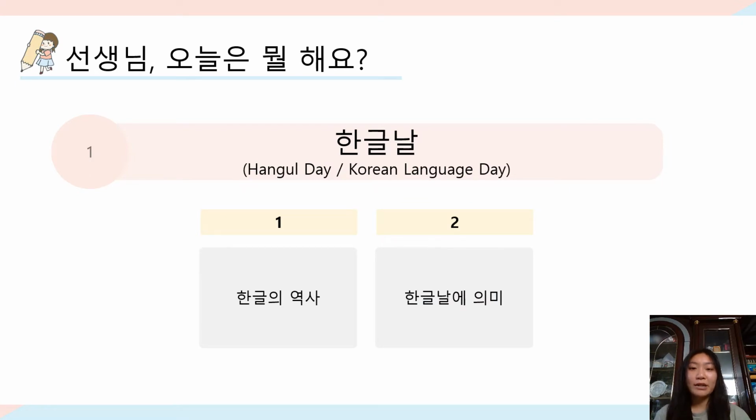We'll be learning about 한글날, its history, and its meaning. We're going to be looking at 한글날 today. We'll learn about its history and also the meaning behind it. So let's get started.